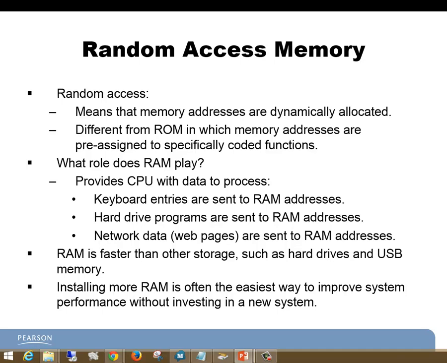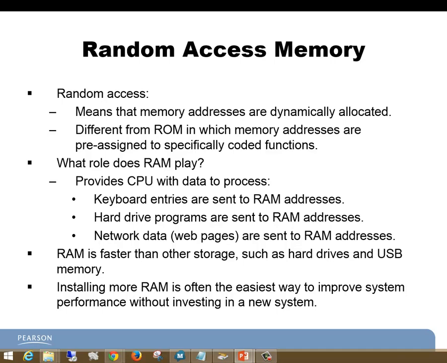If you hit a key on the keyboard, it's stored in RAM until the CPU uses it. If you're reading something off the hard drive, it's stored in the RAM until the operating system is able to read it. If you're downloading stuff off the internet or looking at a web page, that's stored in RAM before it's displayed. It's faster than other storage, such as hard drives or USB memory.